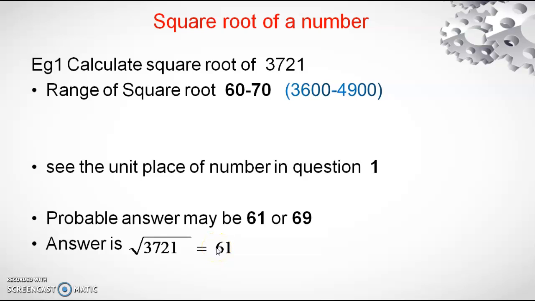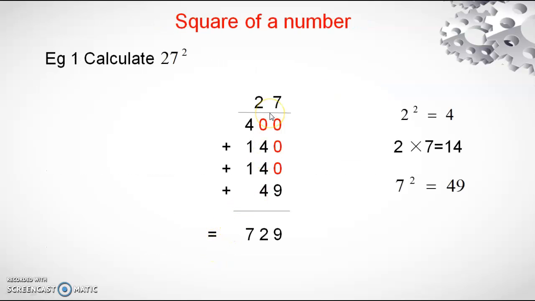Okay. So now in our next technique, I am going to show you how to find square of any number. So suppose we want to find square of 27. So first you have to write 27 here. Then you have to write 4 zeros which I have shown here in red color. Always you have to write 4 zeros like this. 2 zeros in first row, and in second and third row you write 1 1 0.